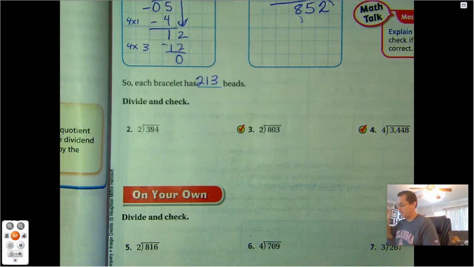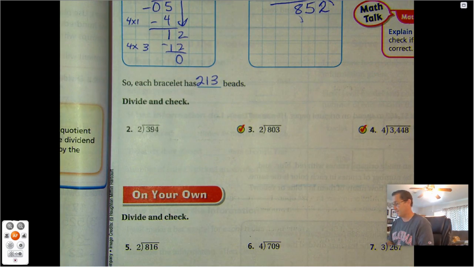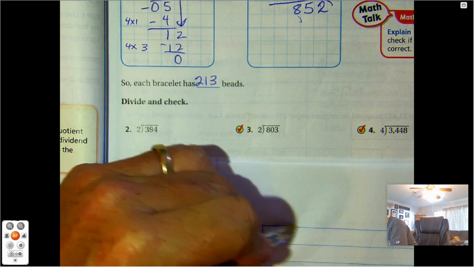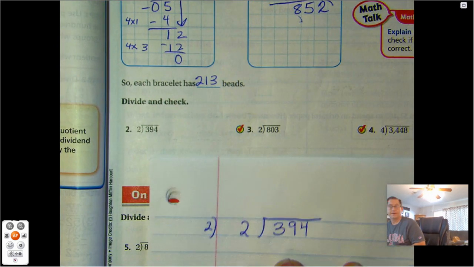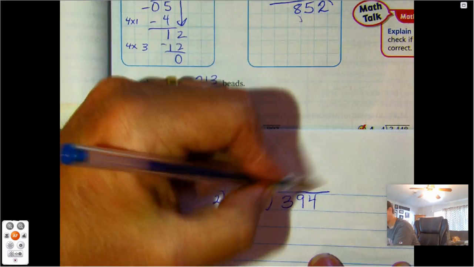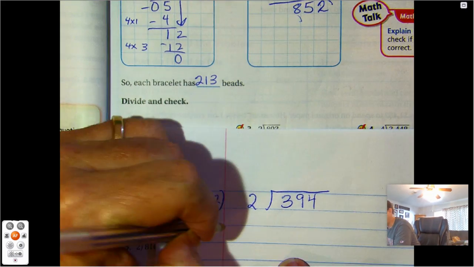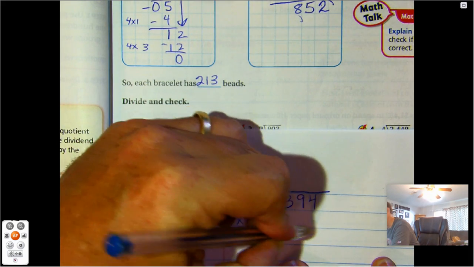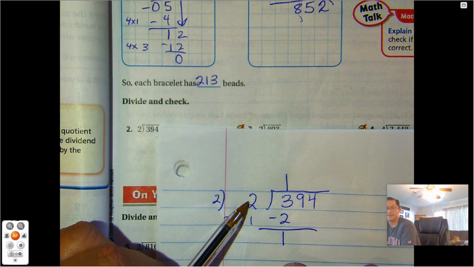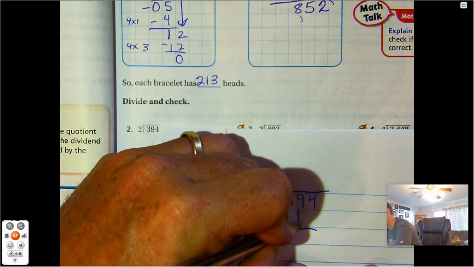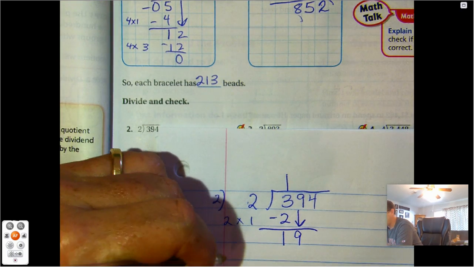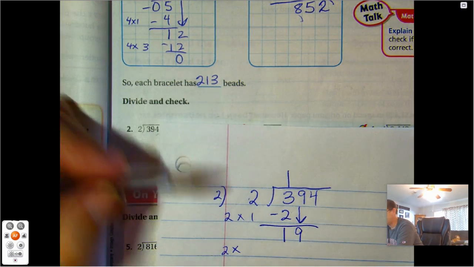So now numbers 2, 3, and 4 say divide and check. I'm going to use scratch paper just to make sure I have extra room. Okay, and remember it's 394 divided by 2. I can share 2 into the hundreds. I can go 2 times 1. That gives me 2, leaving me 100 left. I can't share the 100 equally with 2 groups, so I'm going to trade or regroup the 100 as 10 tens plus the 9 that I already had. 2 times what is close to 19? 2 times 9, which is 18.